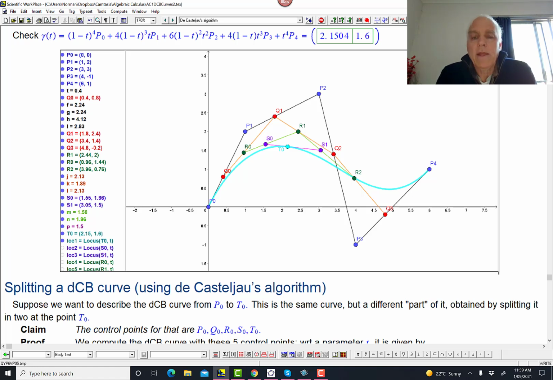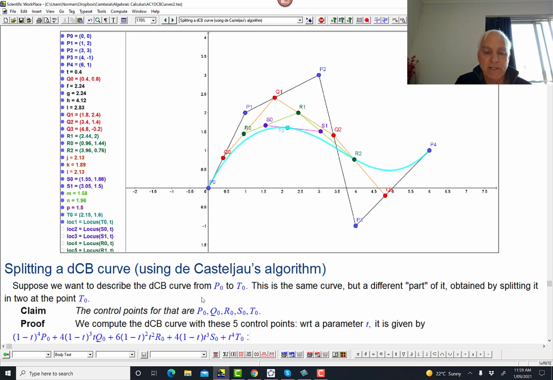Okay, so an ingredient in that is taking a big dCB curve like this and splitting it and making it into two smaller dCB curves. And we want to describe, say, this first segment. We want to describe the dCB curve from P0 to T0. Okay, so it's the same curve, but only a part of it. So we want T0 to be the new endpoint. Okay, so here is this beautiful thing discovered by Paul de Casteljau. Okay, that the control points for this segment here, going from P0 to T0, are exactly these.